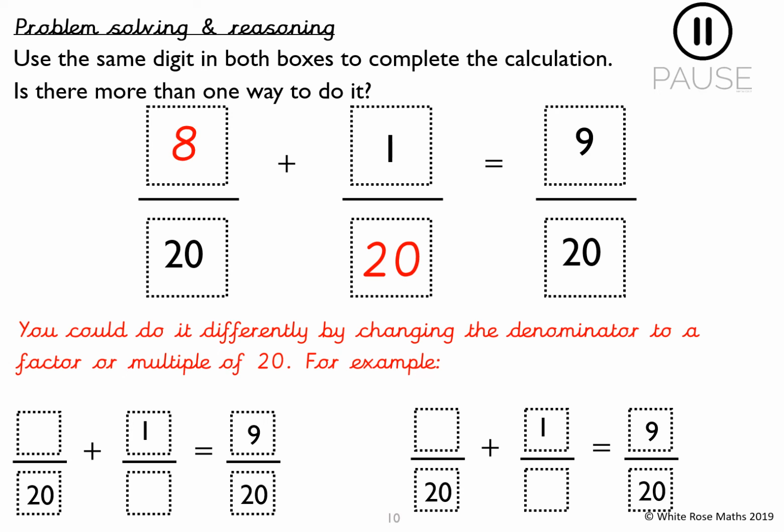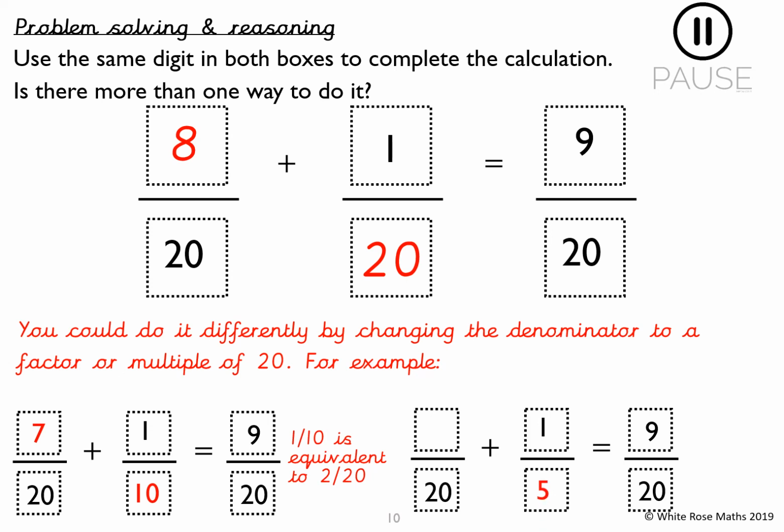You can do it differently by changing the denominator to a factor or multiple of 20. So for example, if you said I'm actually going to do something 20th add 1/10. So 1/10 is equivalent to 2 20ths. So your question now is something 20th add 2 20ths equals 9 20ths. So what do we add to 2 20ths? We add 7. So 7 20ths add 1/10, which is equivalent to 2 20ths, equals 9 20ths.